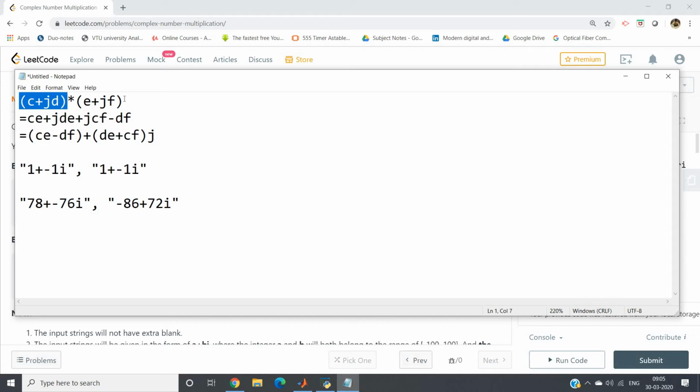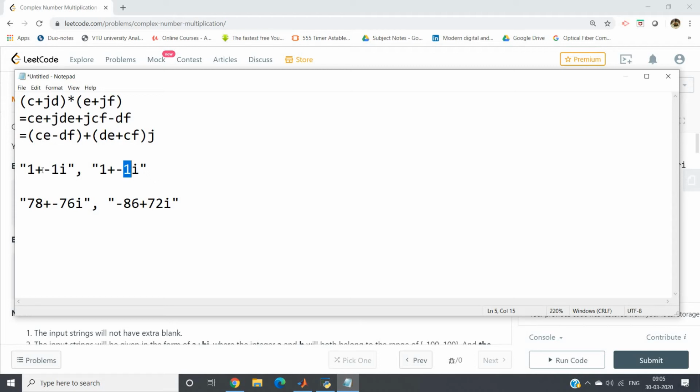c plus jd multiplied by e plus jf. If you compute the multiplication, you will get this one: (ce minus df) plus (de plus cf) whole into j. So what we have to do, we have to extract c, e, d, f, that's all, our job will be done. So suppose I have these two particular inputs, what I will do, I will traverse my first input and second input, and using all the numbers, I will make c first, then d, and then e, and then f.